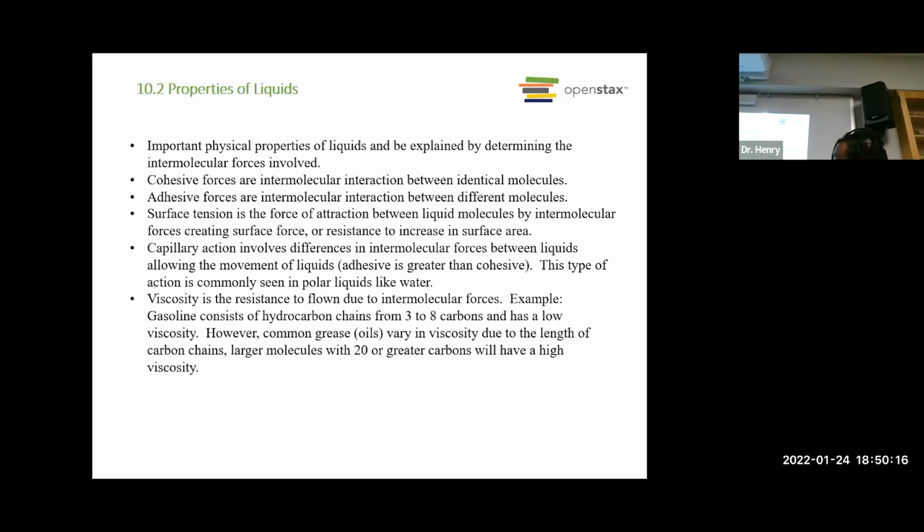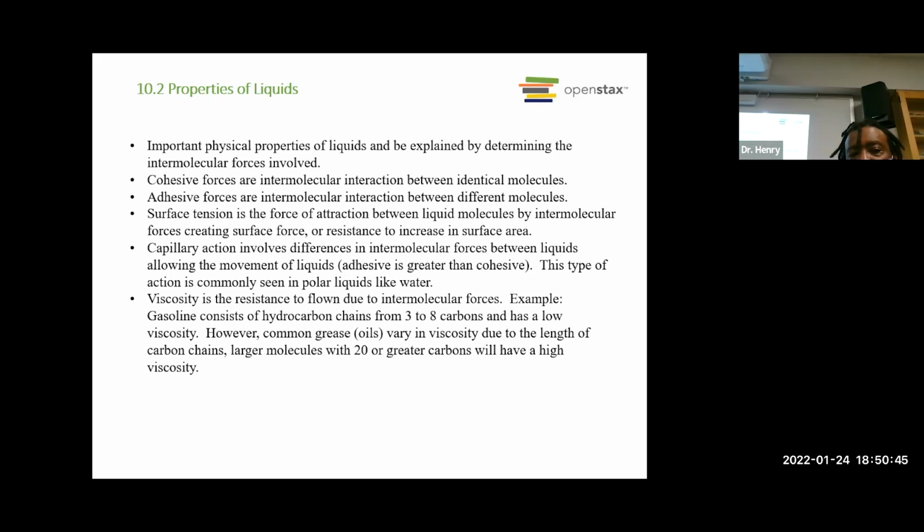Okay, so properties of liquids. I know, long list. I hate them. Okay, so we know that the physical properties of liquids can always be explained by these intermolecular forces. So we kind of talked about water. We understand a little bit why it takes so much energy to boil water: it's because of those hydrogen bonds.